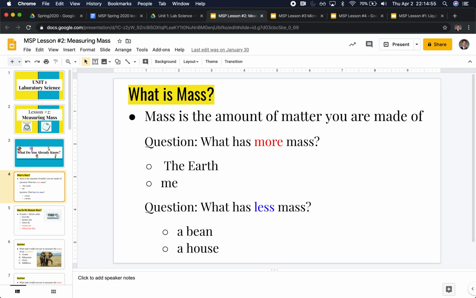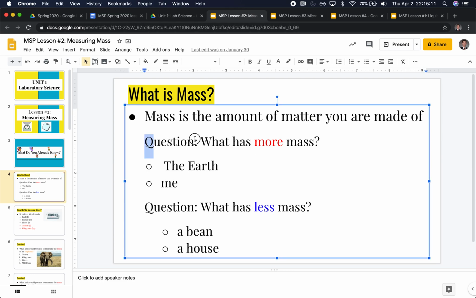So then I introduced the definition of mass. Mass is the amount of matter or stuff you're made of. Everything is made of stuff or matter, and mass is the amount of all that stuff. To introduce this, I asked some questions. What has more mass, the Earth or me? And which has less mass, a bean or a house?